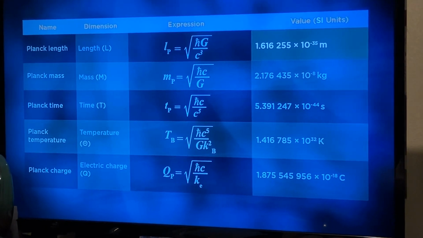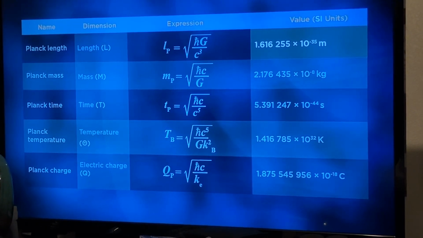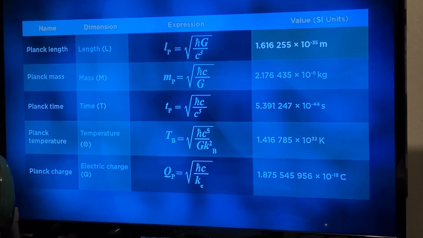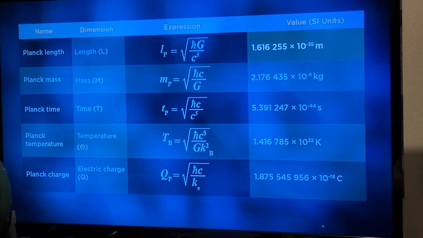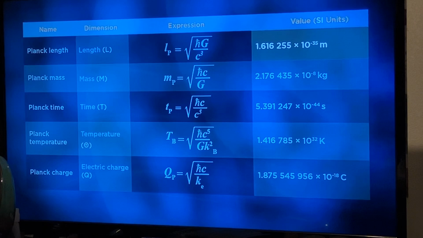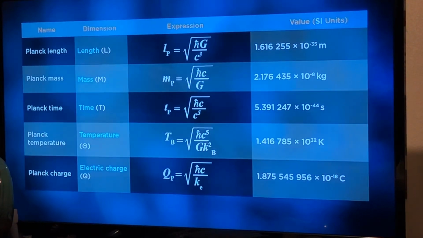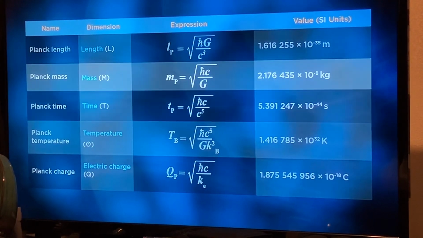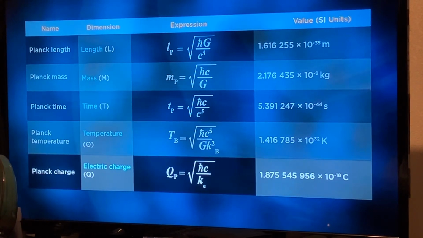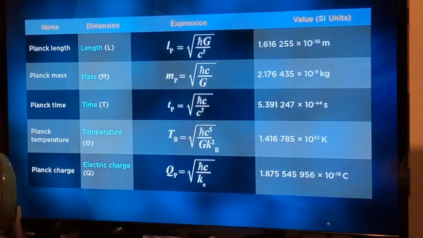This is the Planck length. In the metric system, it is 1.6 times 10 to the minus 35 meters. In the American system, it is 5.2 times 10 to the minus 35 feet. And you can repeat the exercise coming up with Planck mass, Planck time, Planck temperature, Planck charge, and on and on and on. Very cool.